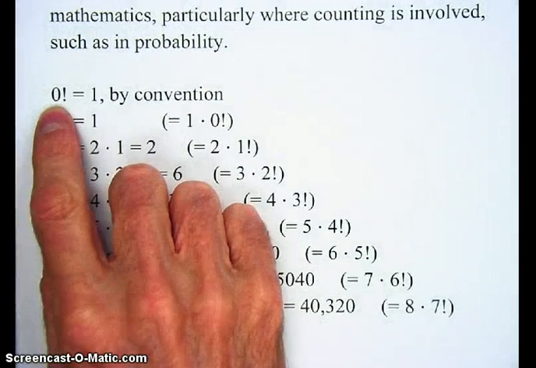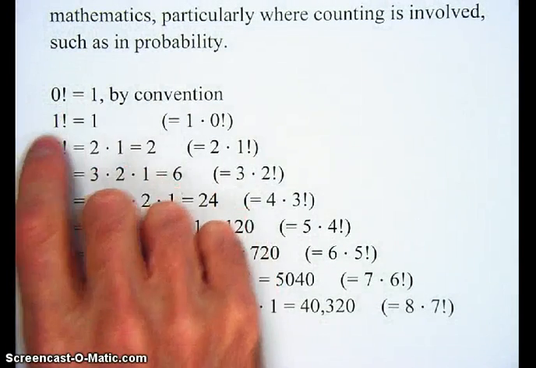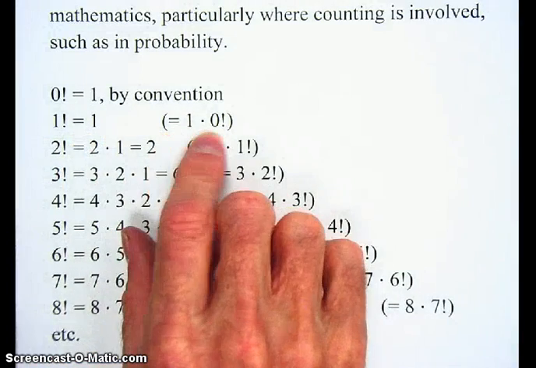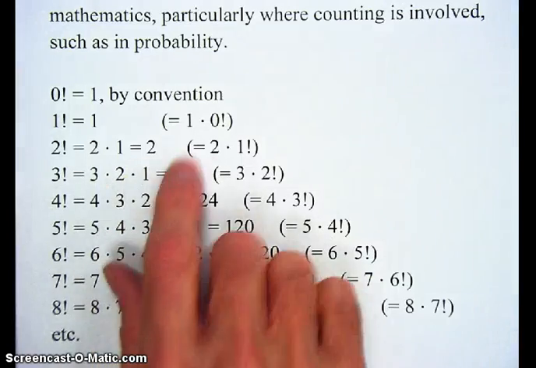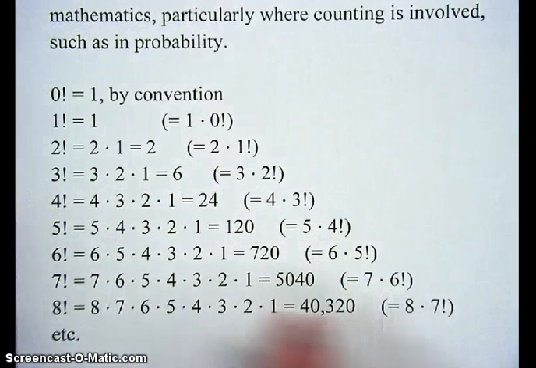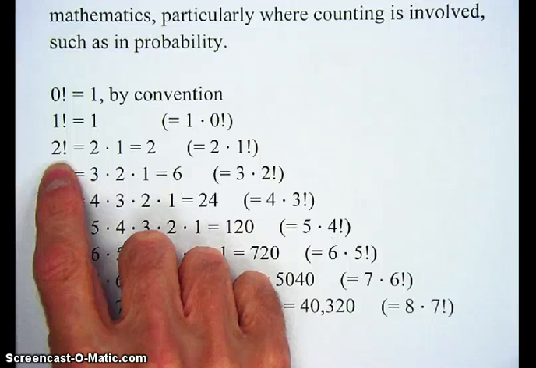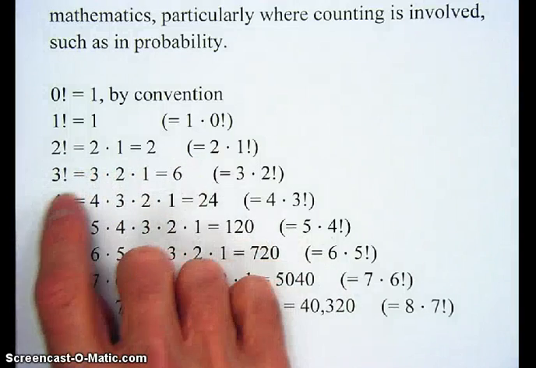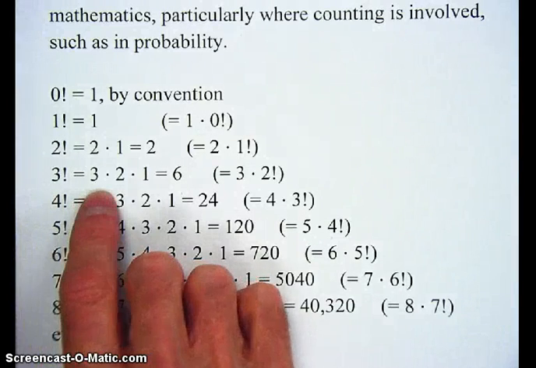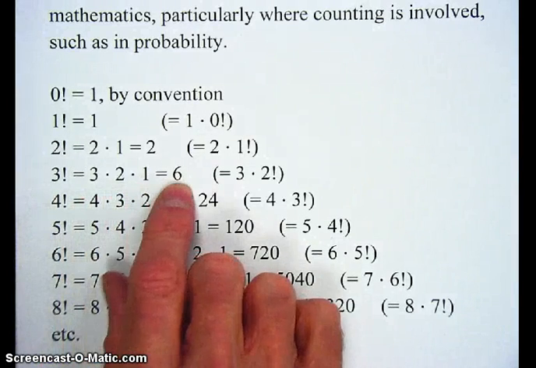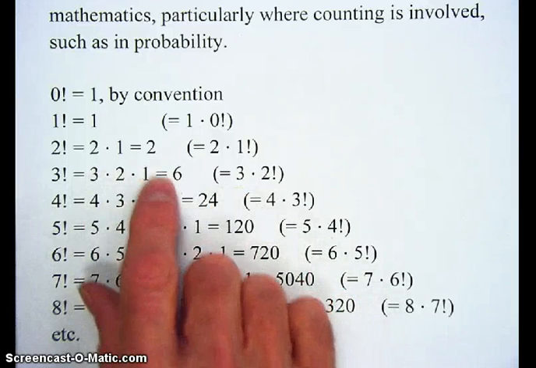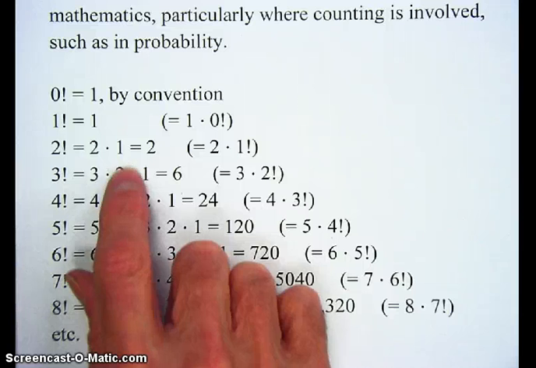Now, 0 factorial is equal to 1 by convention. 1 factorial is equal to 1. And you might also notice it's equal to 1 times 0 factorial. Keep an eye on these expressions in the parentheses as we go. 2 factorial is equal to 2 times 1, which is 2, or 2 times 1 factorial. 3 factorial is 3 times 2 times 1, which is 6. It's also equal to 3 times 2 factorial. You notice in all of these, the previous factorial is built in.